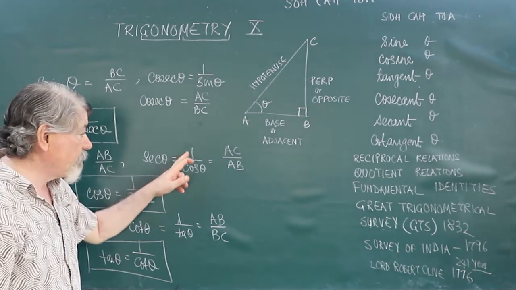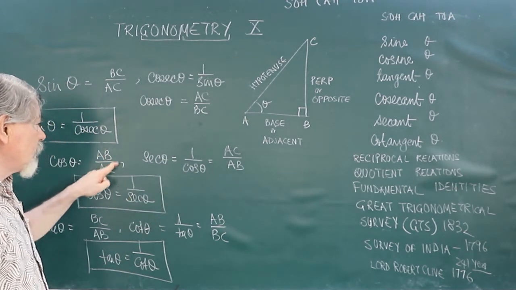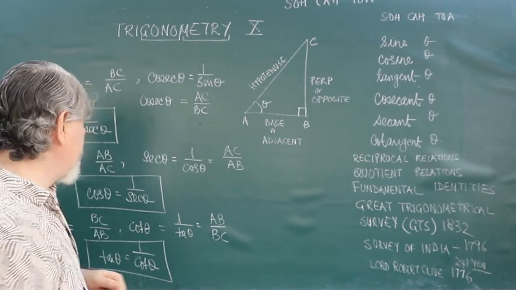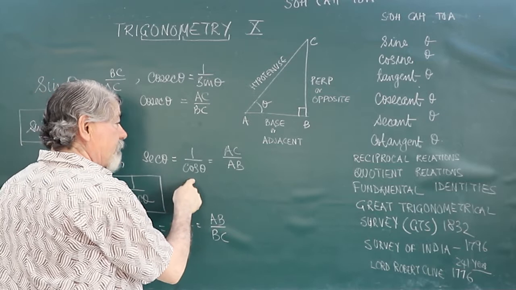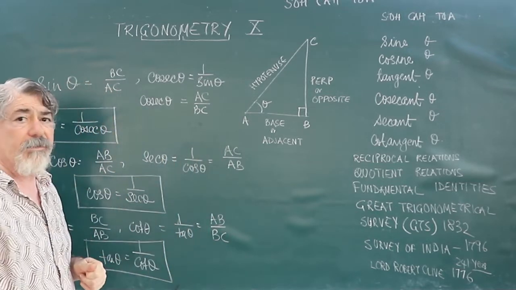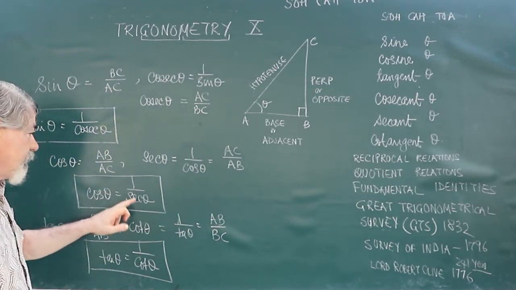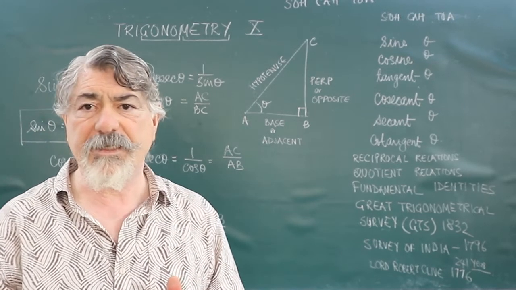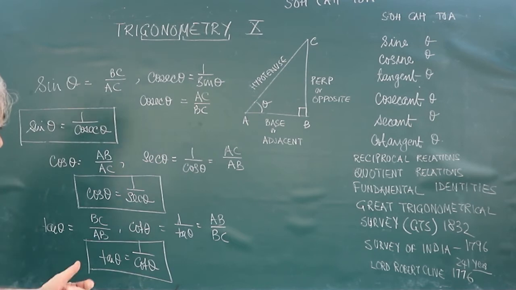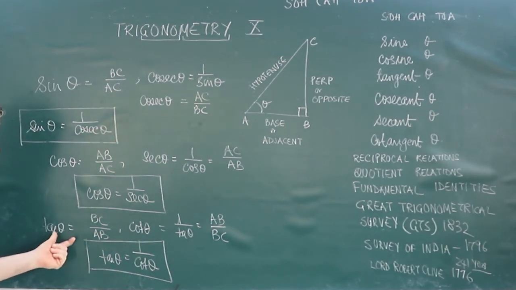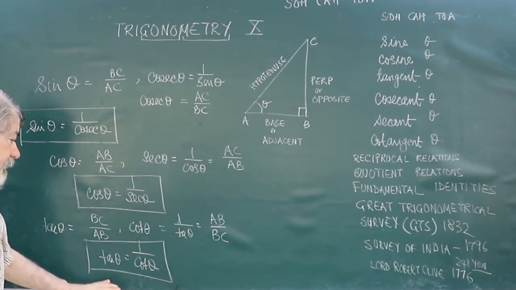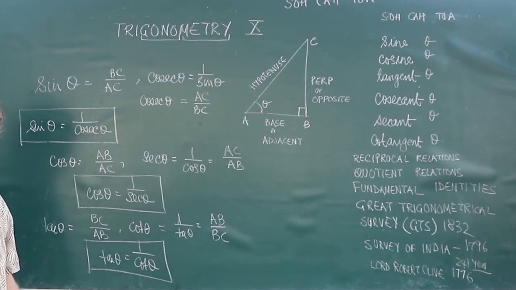So sec is 1 upon cos theta. Whatever the cos theta's value is, let us find the reciprocal of that. It was base upon hypotenuse, so it becomes hypotenuse upon base. So cos theta is 1 upon sec theta. Similarly, tan theta is perpendicular upon base. So cot theta will become 1 upon tan theta, or AB upon BC. So tan theta will be 1 upon cot theta.